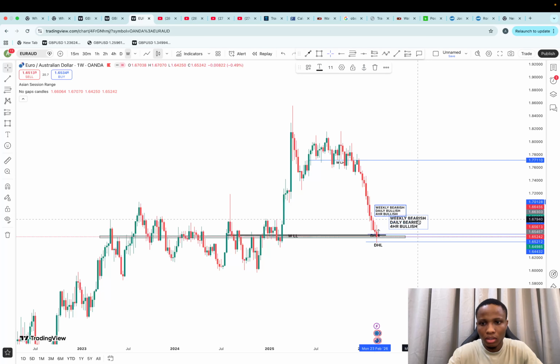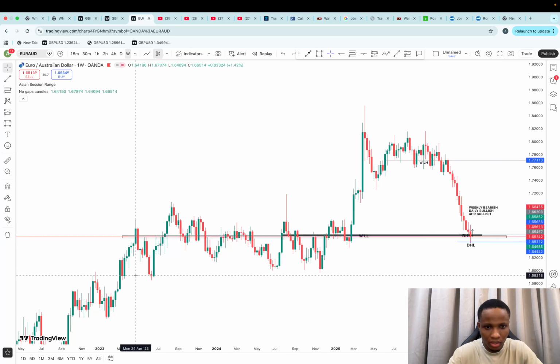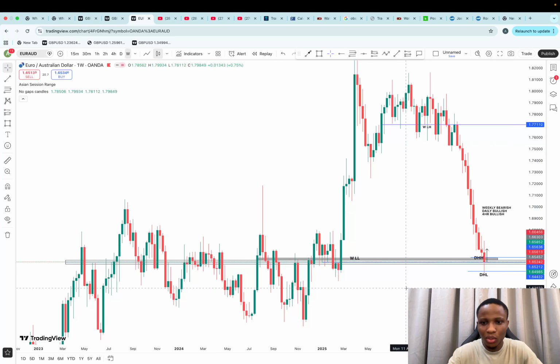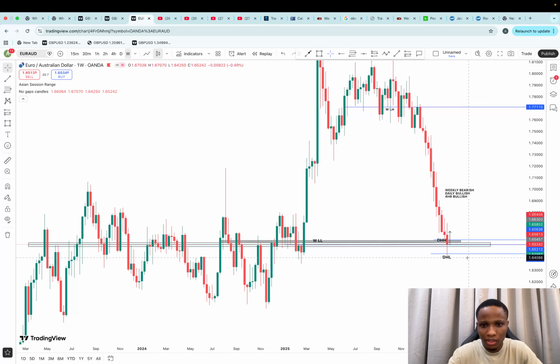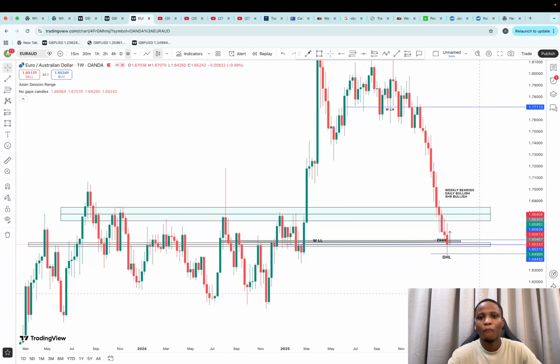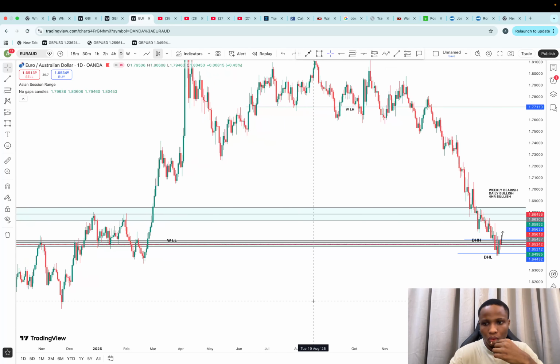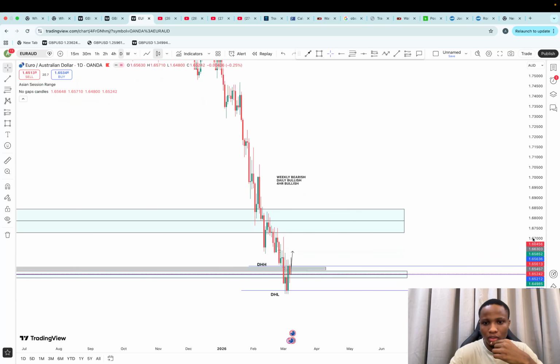This being our lower low, this being our lower high, and we are at a very solid and clean support and resistance zone. I'm seeing Euro AUD doing a little retracement to this zone. This is the reason why I'm actually looking to buy this market. On the daily, we are at a very clean support and resistance zone.